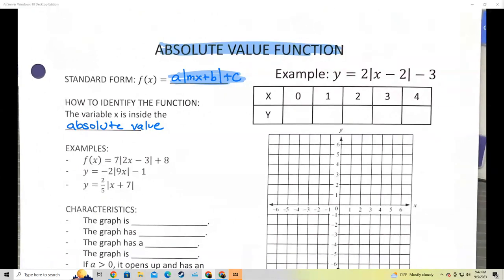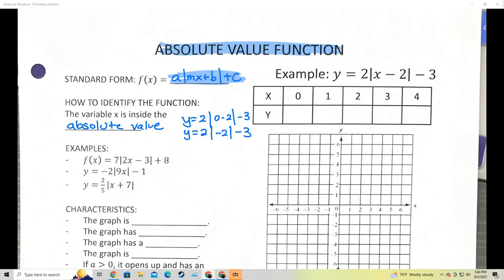I want to start graphing this. So I'm going to take my 0 and I'm going to plug it in wherever I see an x. So the first one's going to say y is equal to 2 times the absolute value of, there's my x, I'm going to replace it with a 0, minus 2, close the absolute value, and then minus 3. Remember that absolute values are a grouping symbol, kind of like parentheses. So we need to do the stuff inside the absolute value first. That means I need to do 0 minus 2, which is negative 2. So I get y is equal to 2 times the absolute value of negative 2 minus 3.